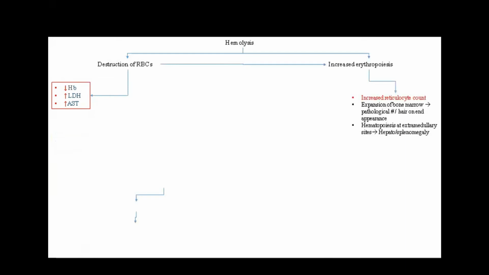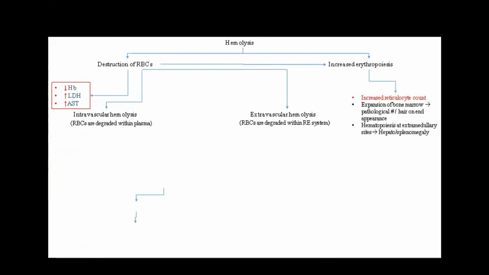And this destruction can be of two types, as we studied. Either the site is intravascular or extravascular. Intravascular means RBCs are lysed inside the plasma or inside the blood. Extravascular means these RBCs are getting lodged inside the reticuloendothelial system, that is the spleen. In intravascular hemolysis, this hemoglobin will be free in the plasma.